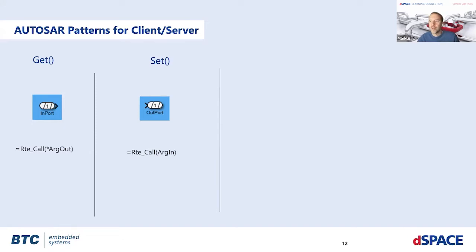And then there's something people get confused about. I mean, this is an input, right? It's a get function, but the argument is an arg out. So that's a question we get a lot.